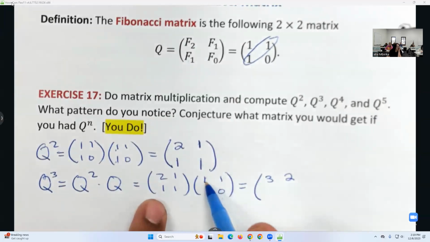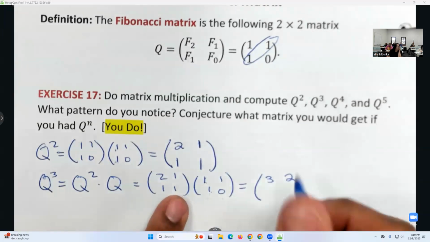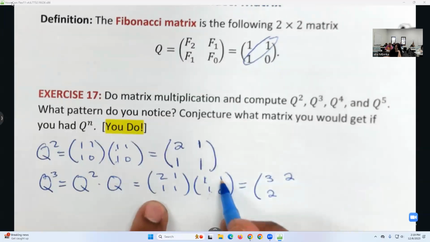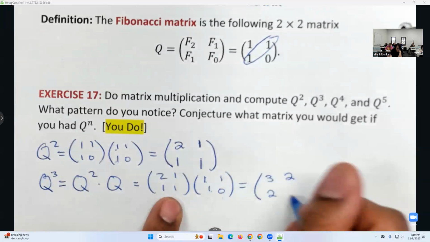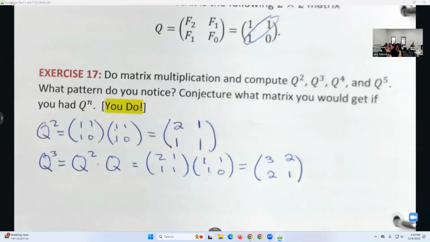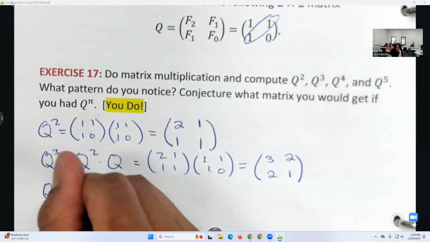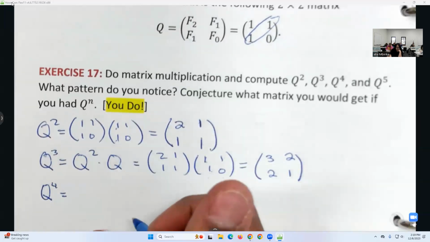Bottom left entry is 1 times 1 plus 1 times 1. So 1 plus 1 is 2. And the bottom right is 1 times 1 plus 1 times 0. In other words, it's 1. Let's take it to the 4th power. By the way, there's an extremely good point to this, in case you're wondering, what is the point?